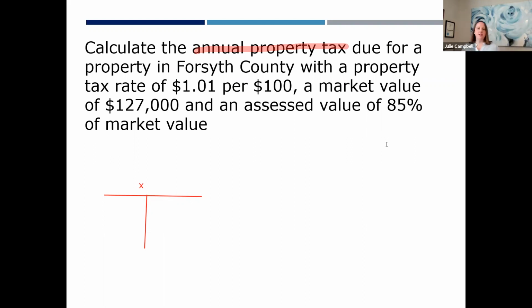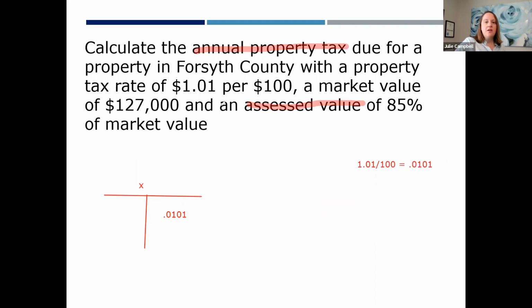So I have a property tax rate. My tax rate is 1.01 per 100. In this case, that word is just a fancy way of saying divide. So 1.01 per 100 gives me a rate of 0.0101. And then I have a market value of 127,000 and assessed value of 85% of the market value. What does my formula tell me? My formula tells me I need the assessed value. We don't need the market value for these, do we? We need the assessed value.